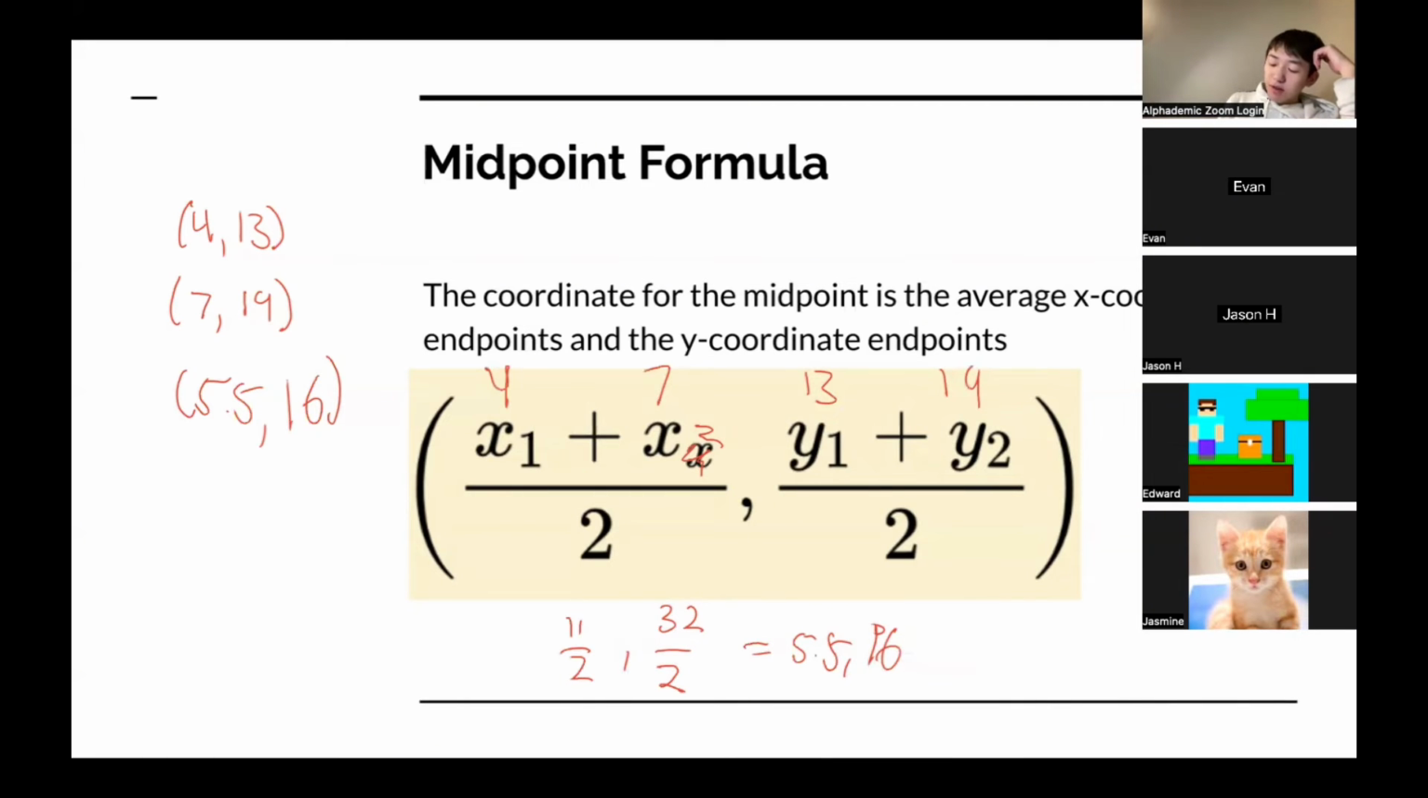For this case, it's fine if you guys simplified 11 over 2 into 5.5, but in the future, if it's a really ugly fraction like 16 over 3, or 14 over 5, you guys don't have to simplify that. You can just leave that in its fraction form.